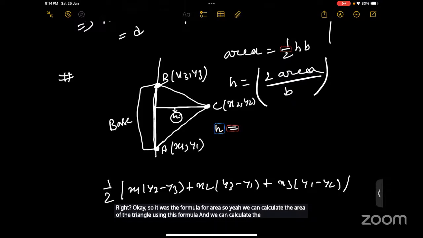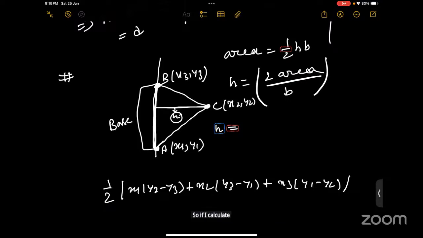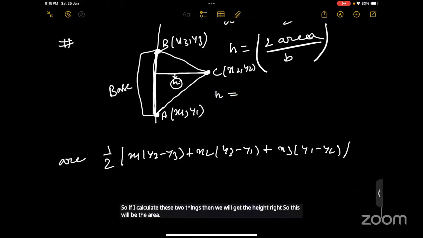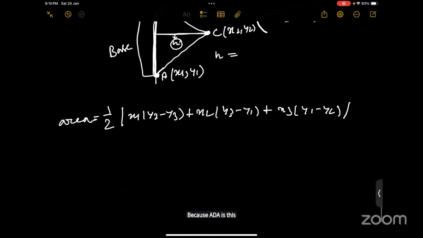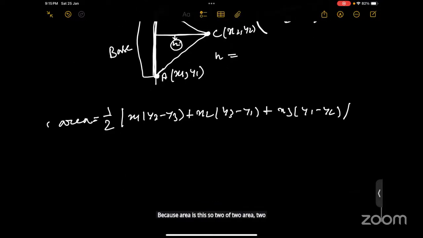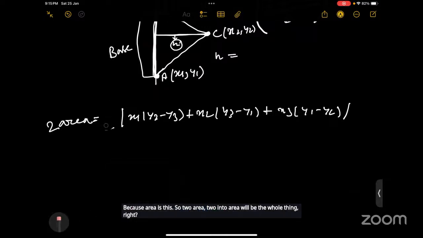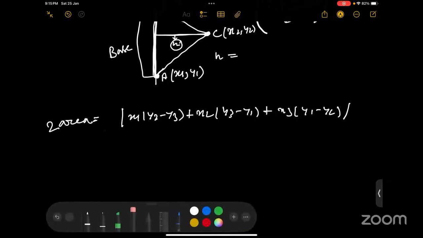The base is nothing but the distance between these 2 points. Again, we know how to calculate the distance between these 2 points, right? So if I calculate these 2 things, then we will get the height, right? So this will be the area, because area is this. So 2 into area will be the whole thing, right? This is our 2 into area.